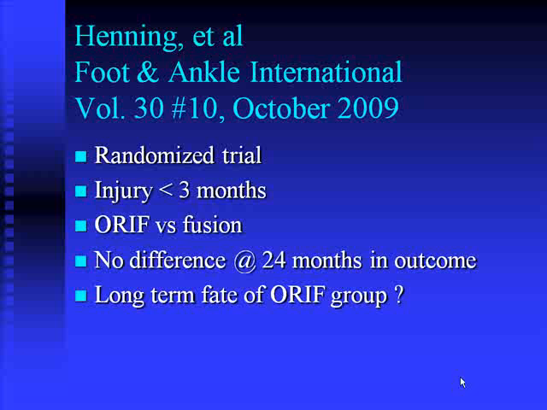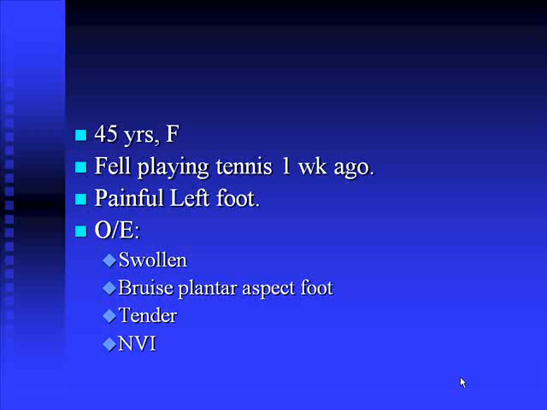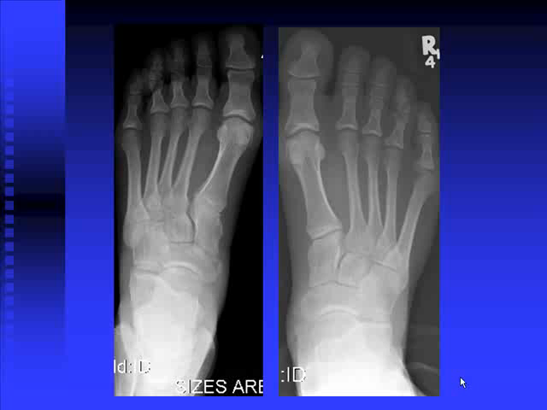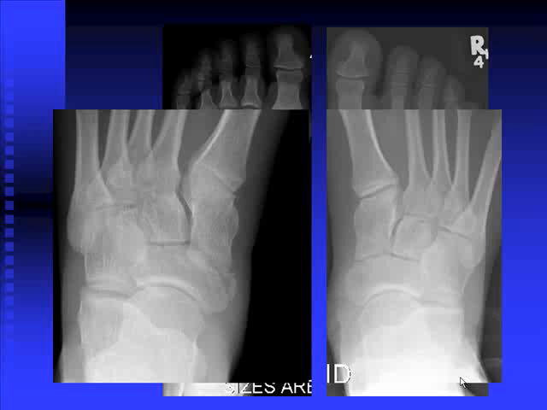Here's an example, a 45-year-old female, simple tennis injury, swollen foot. Plantar bruise, I find, is a very good clinical sign. If you look at the plantar surface of the foot, if they have a bruise, they've had a significant ligamentous injury. And here's the x-ray. Here you can see the slight increase in this area.